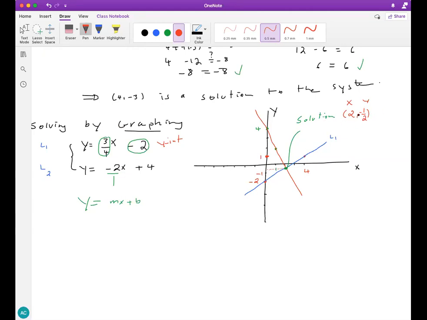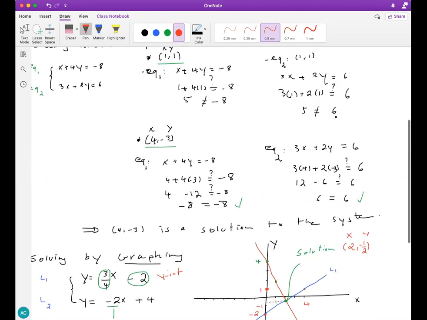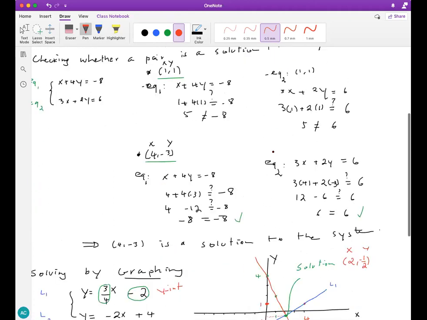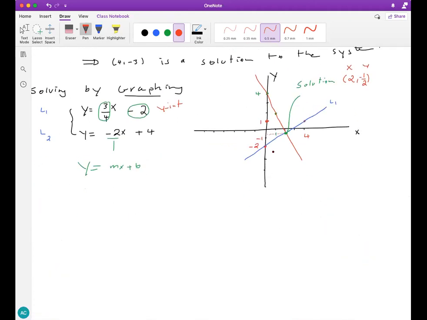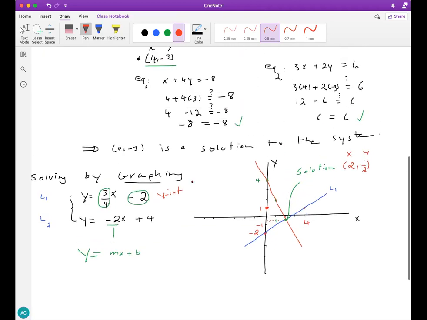Again, you may get a slightly different result here, but it's all right. If you use graphing paper, it would be more accurate. But again, these methods are not as accurate as the other methods that we're going to learn in the future. So we prefer the algebraic ones when we solve without having to graph, because that gives us accurate results. So that's the whole idea of solving by graphing.